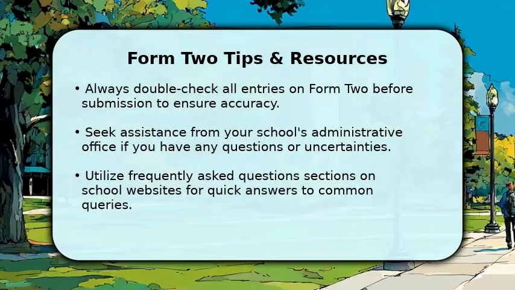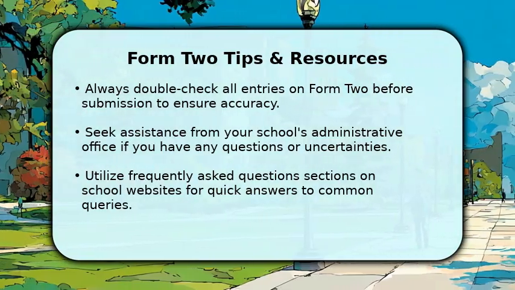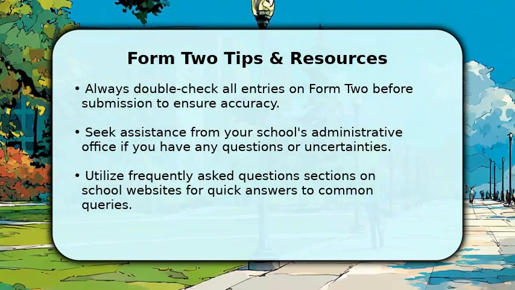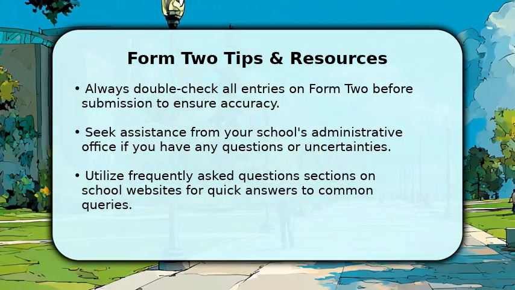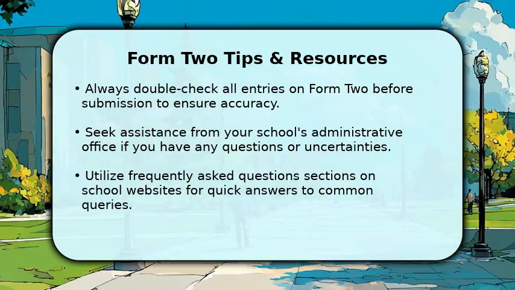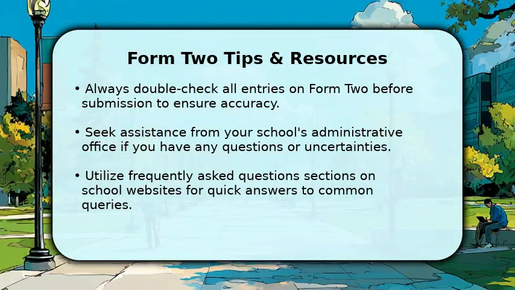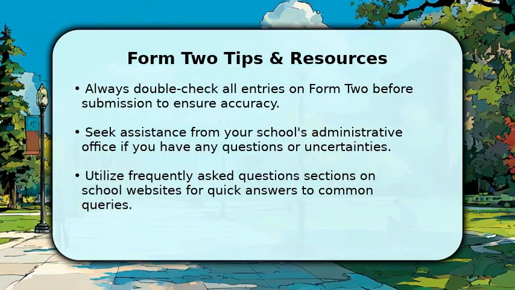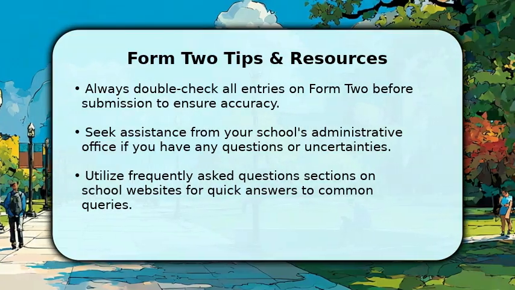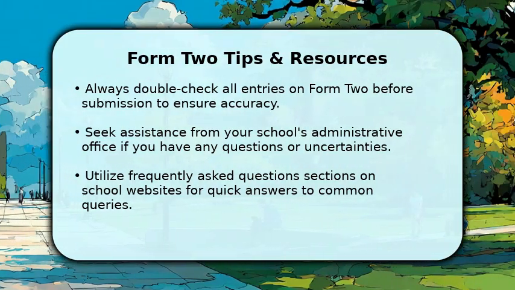To ensure a smooth process, always double-check all entries on Form 2 before submission. If you encounter any questions or uncertainties, don't hesitate to seek assistance from your school's administrative office. They are there to help. Many schools also provide a frequently asked questions section on their website, offering quick answers to common queries. Taking a few extra minutes to review and confirm details can save you significant time and effort later on.